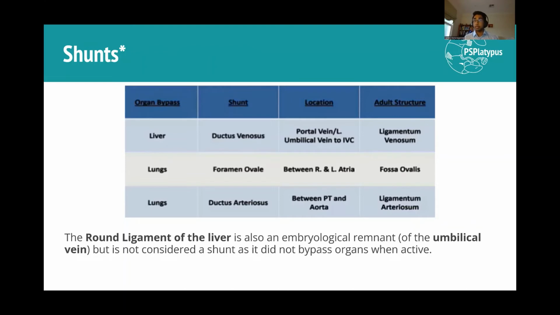This is, again, a reference slide. I'm not going to read it out because it's just stuff you need to learn. Another interesting thing is that the round ligament of the liver is also a remnant. It used to be the umbilical vein, which goes to your umbilicus and to your placenta. But because it doesn't bypass any organs, it just goes from the placenta to the embryo, it's not considered a shunt. But it is meant to get obliterated and turn into the round ligament.